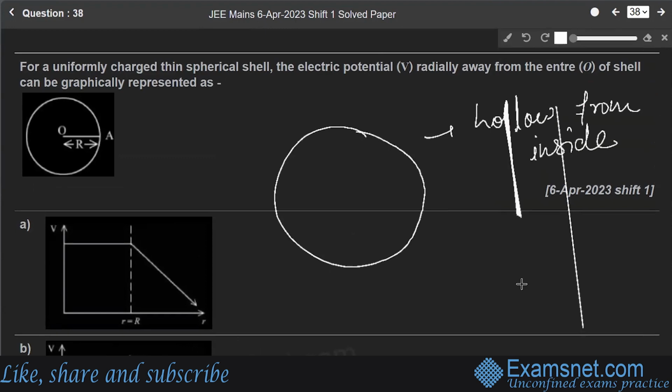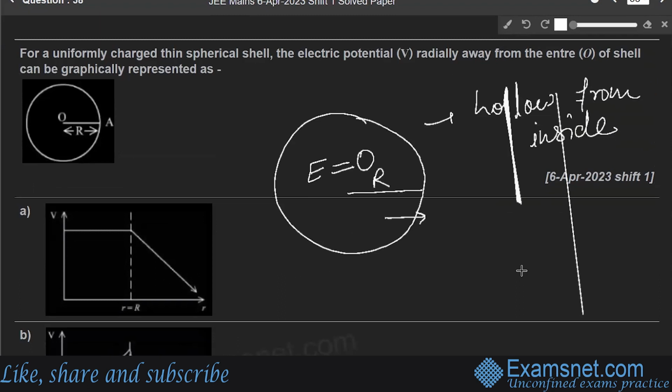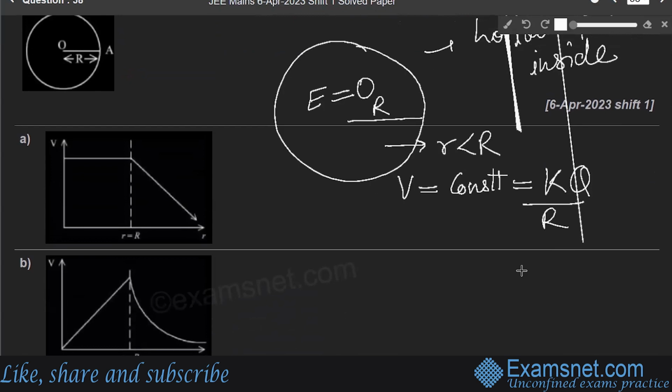Hollow from inside means inside E will be equal to 0, and inside the value of V, suppose its radius is R. So when r is less than R, the potential V will be constant everywhere inside this spherical shell, and it will be equal to KQ over capital R. And outside this, when r is greater than R, the potential V will be equal to KQ over r.